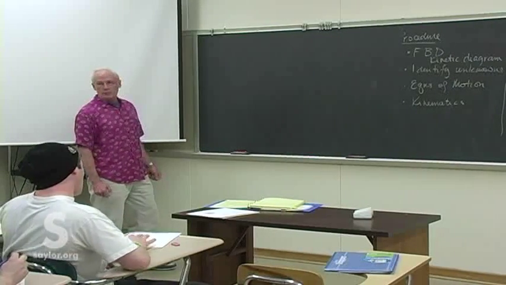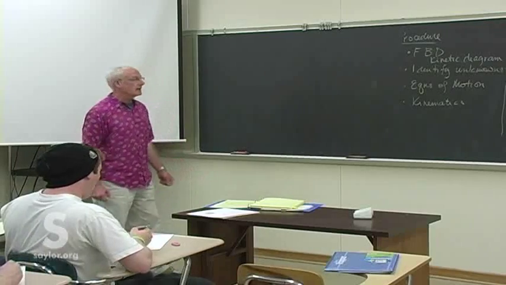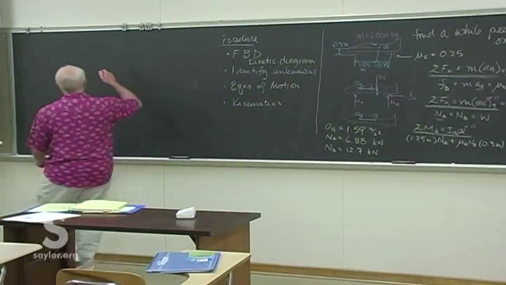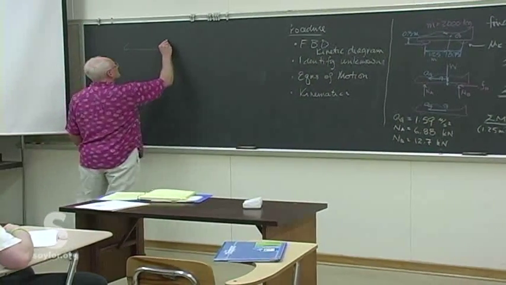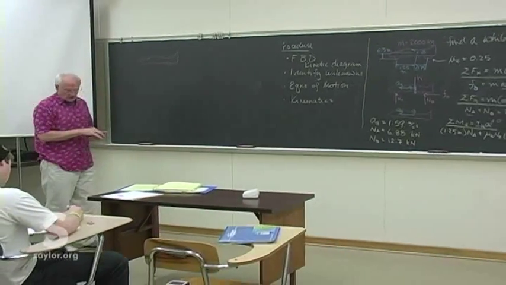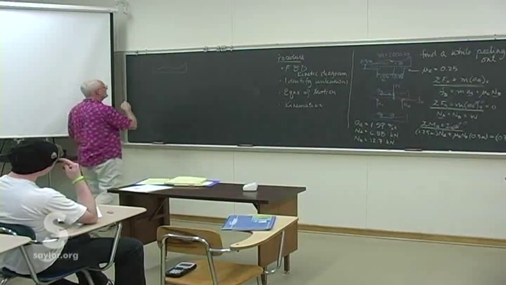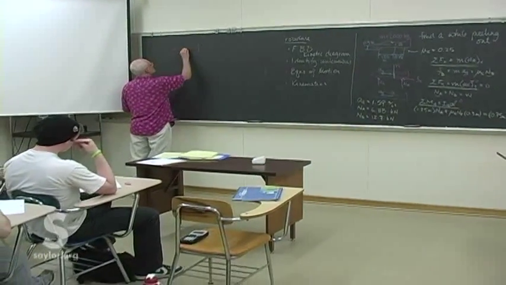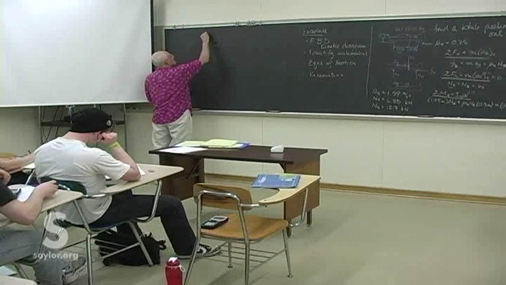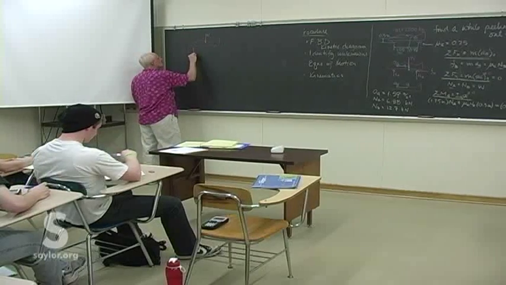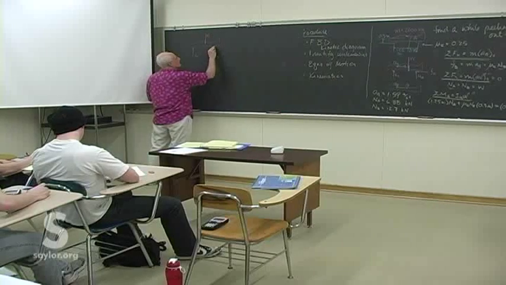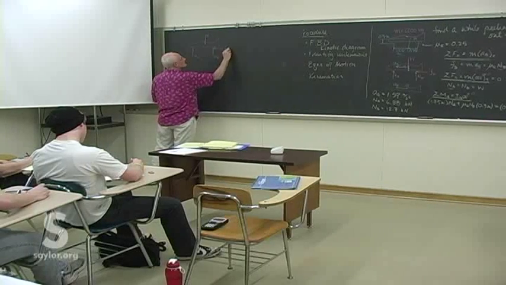Then I want to redo the problem from the beginning, not summing the moments about G, but summing them about some other point. So, we'll start over again with the car. Same basic setup, all the dimensions are the same. We've got W and A and B and this friction force FB.